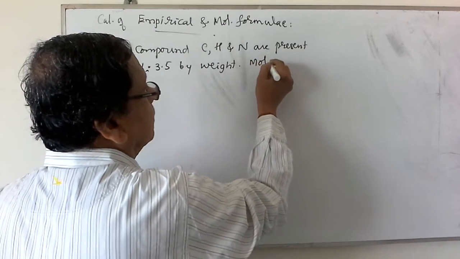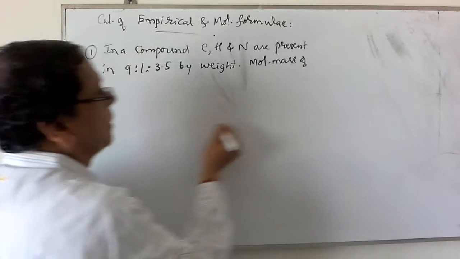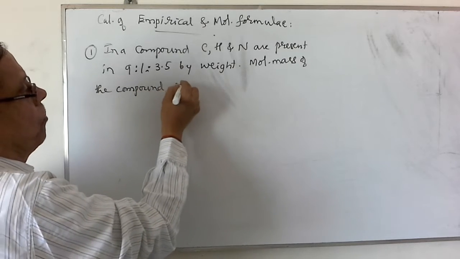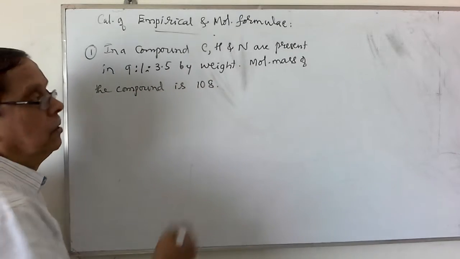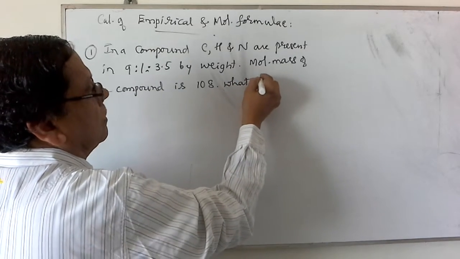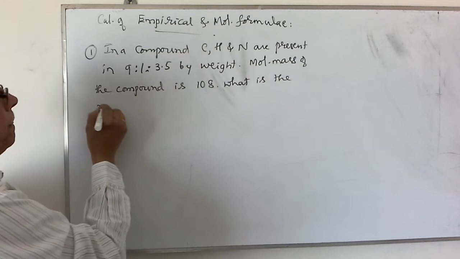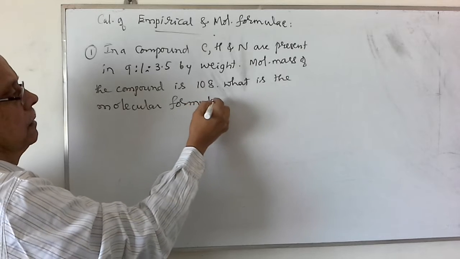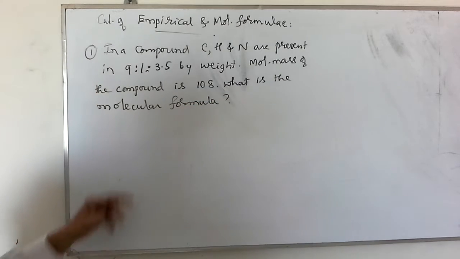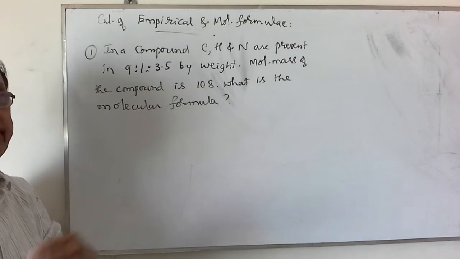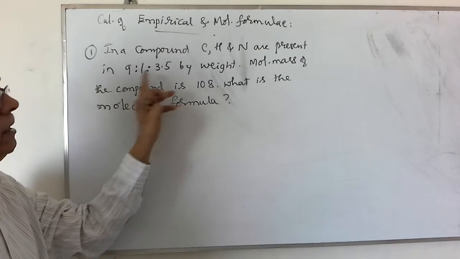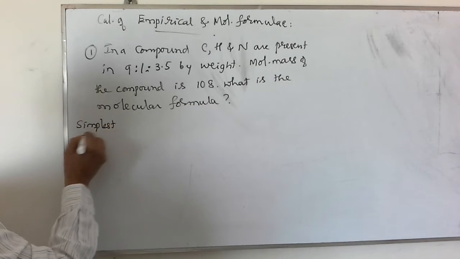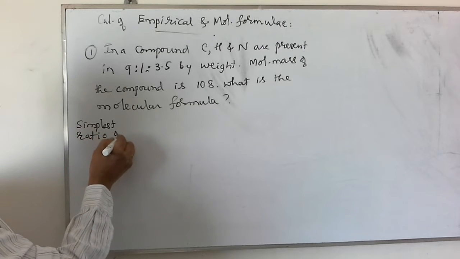Molecular mass of the compound is 108. What is the molecular formula of the compound? Now, if you are given 9:1:3.5 by weight, divide by the atomic weight, and again you will get the simplest ratio of atoms.